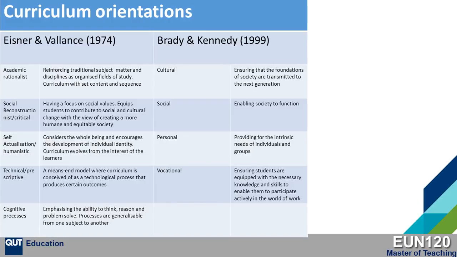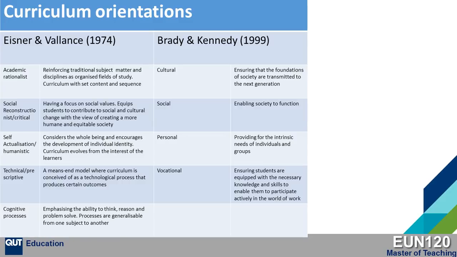Additionally, theorists have identified a number of curriculum orientations. As we delve further into our official curriculum documents, see if you can see what orientations influence. The two that I've pointed out here are by Eisner and Valance from 1974 and Brady and Kennedy from 1999. So when you are looking at your curriculum documents with your discipline area experts, you need to see what the orientation is, and you also need to see where you sit within that orientation.